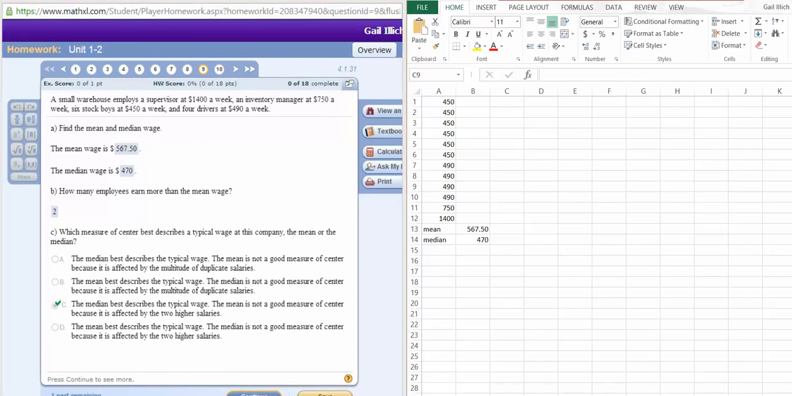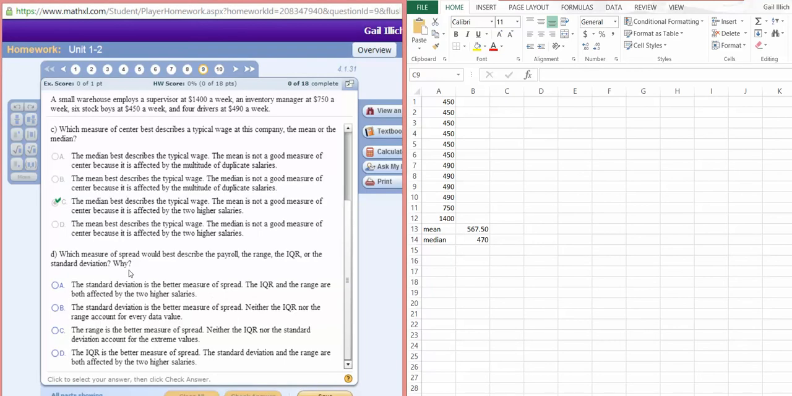And then what's the next question? I have to click continue. Which measure of spread would best describe the payroll? The range, the IQR, the standard deviation. Whenever we have skewed data, as we do here, the IQR is the best measure because it's just going to look at the middle 50%. So we're going to select the IQR. The range is too spread out.